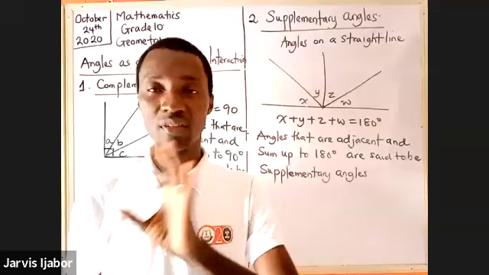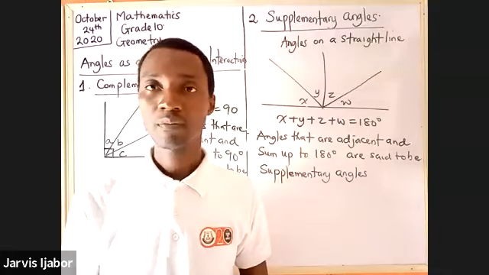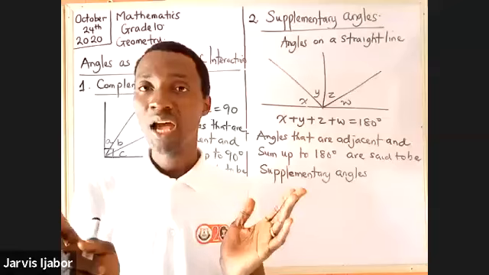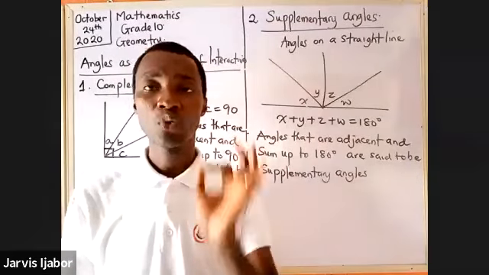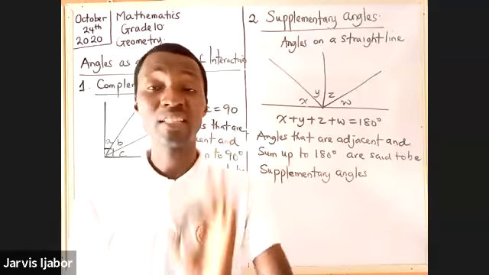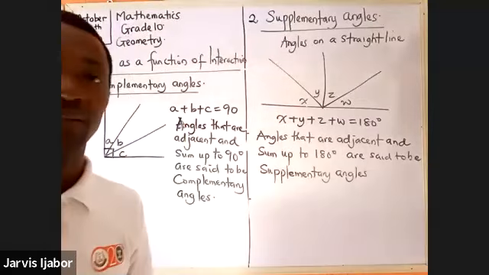The key word in these two types we've considered is the matter of adjacent. These angles must lie adjacent to one another. That's one. And their total what? So the angles could be 2, could be 3, could be 4, could be 5. But essentially, once they sum up to 180 degrees, we treat them as what? Supplementary angles. Let's allow that to digest.